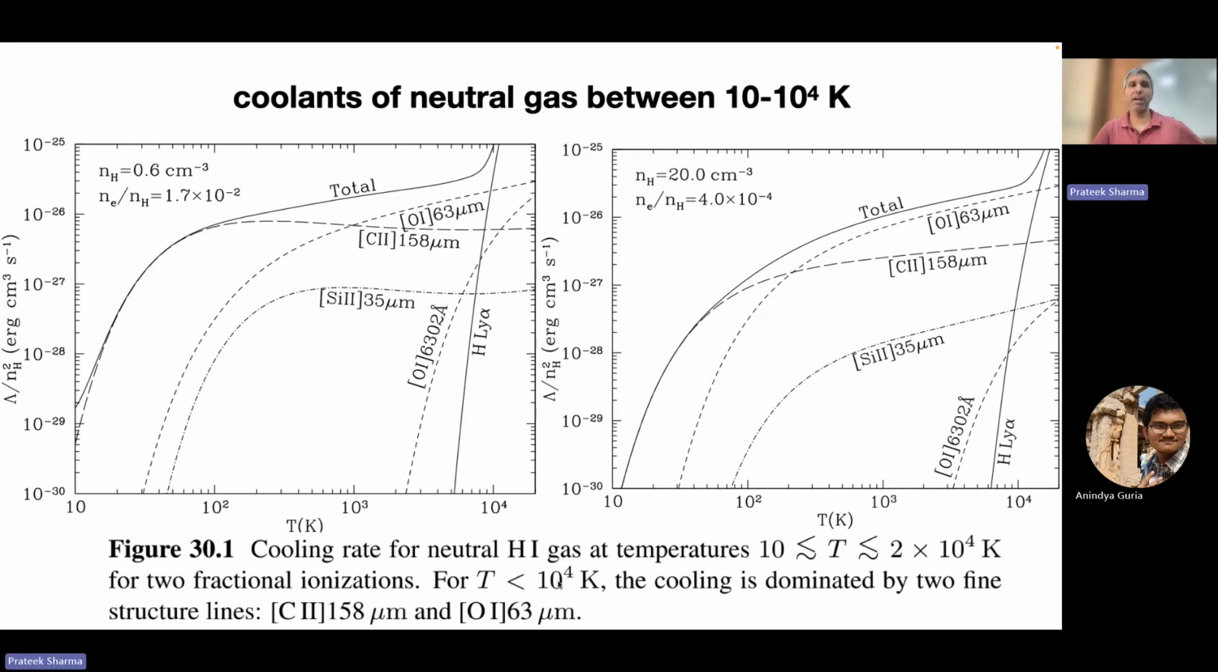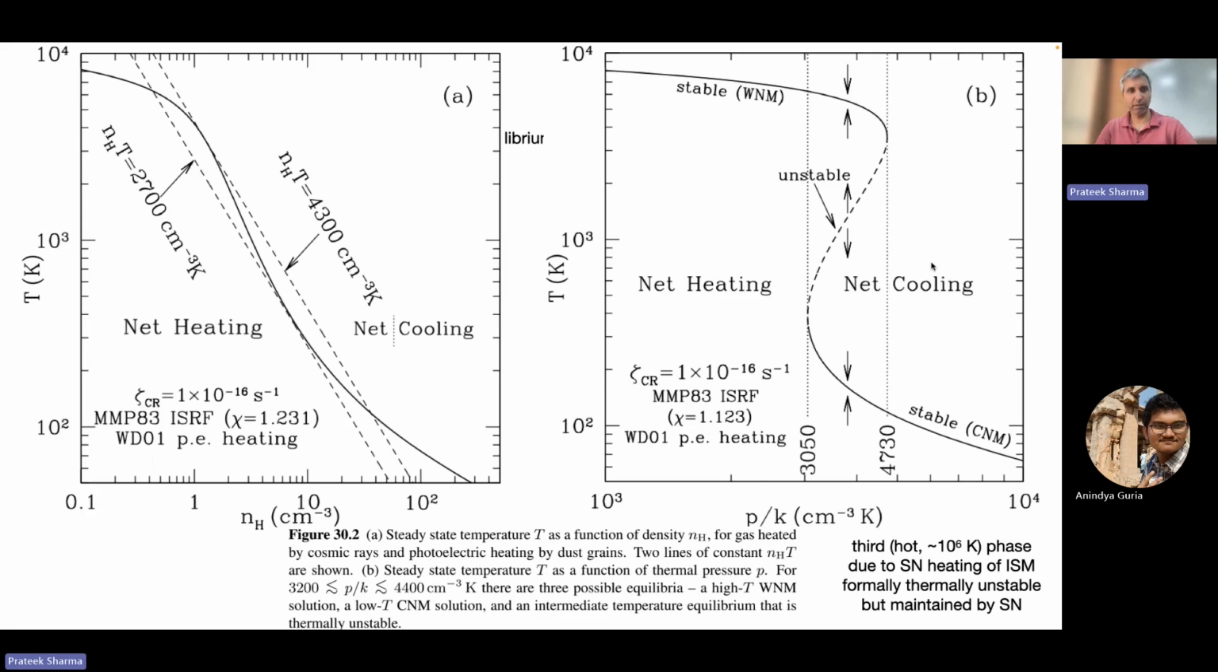So you can see this is mostly neutral, with 0.017, 0.01 ionization, a very small ionization. In that mostly neutral gas, these are the dominant coolants. In fact, a lot of observational programs try to observe the C II line. The C II line is sometimes used as a tracer for star formation because all the energy produced by star formation is eventually reprocessed through this C II line emission.